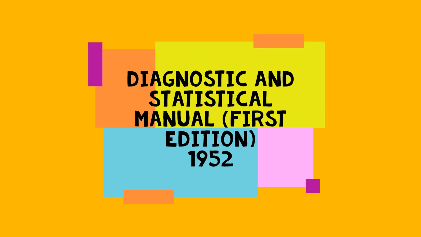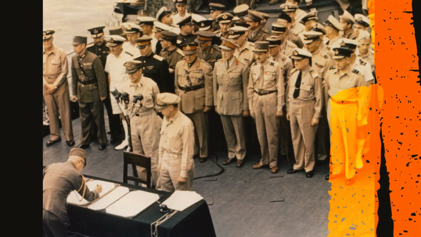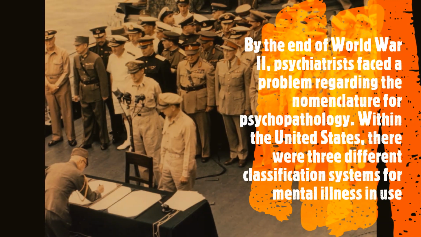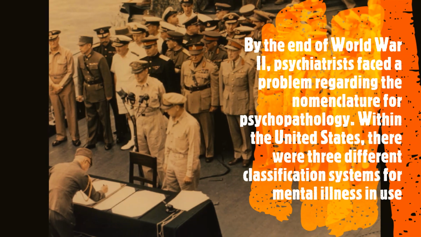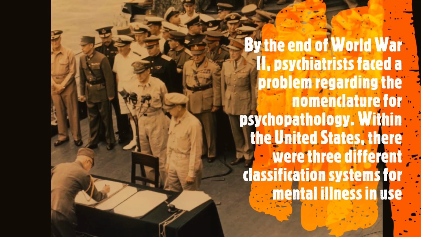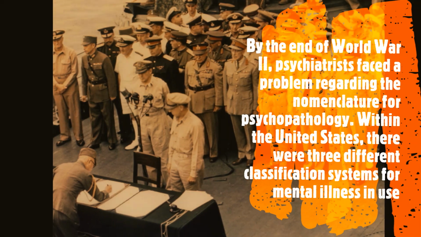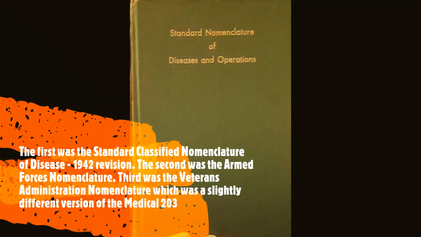Today in this video we are going to discuss the Diagnostic and Statistical Manual, first edition, that was published in 1952. By the end of World War II, psychiatrists faced a problem regarding the nomenclature for psychopathology. Within the United States, there were three different classification systems for mental illnesses in use.